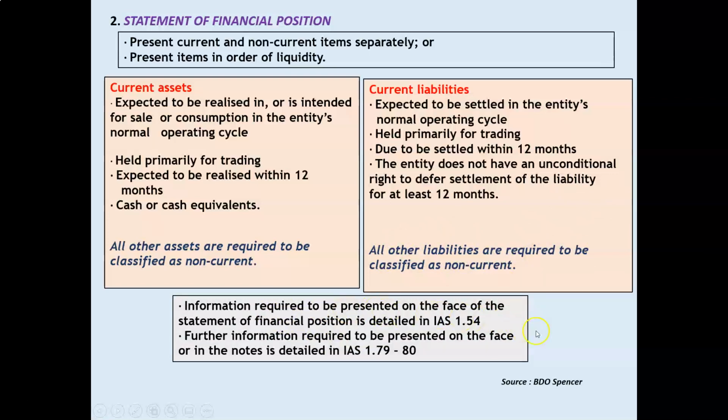Now, information required to be presented on the face of the statement of financial position is detailed in IAS paragraph 1.54, and the rest is IAS paragraph 1.79 to 80. Guys, it's not necessary to go and have a look at what those paragraphs are actually saying. I have attached for you a set of illustrative financial statements in the study unit. You have to know that set of financial statements by heart, because that is all the stuff that you need to know how to disclose according to IAS 1 for your year of knowledge.